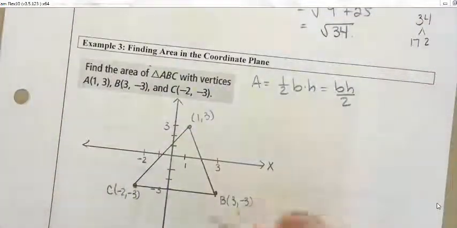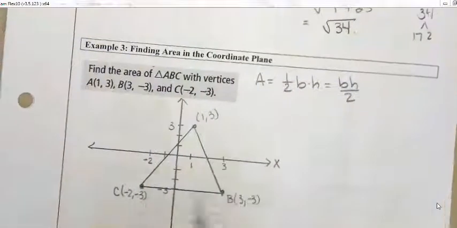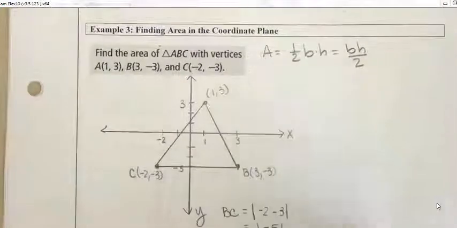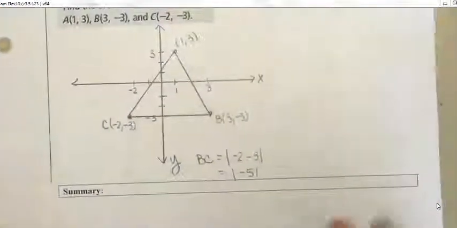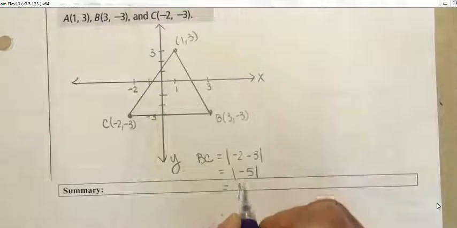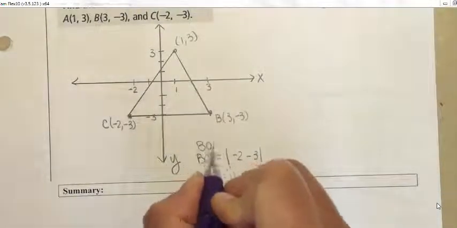So my base is very obvious. My base is that horizontal line, and that is BC, right? And I know that the length of BC is basically going to be the absolute value of the difference of the x's. So negative 2 minus 3 gives us the absolute value of negative 5. Oops, I'm off the screen. So that's my base, which is going to be 5. But now what's my height? Okay, so this is my base.